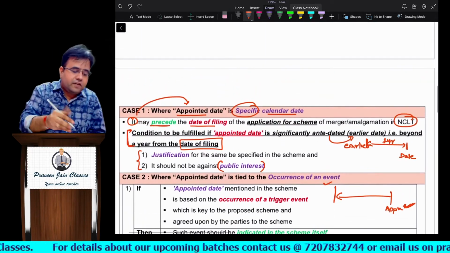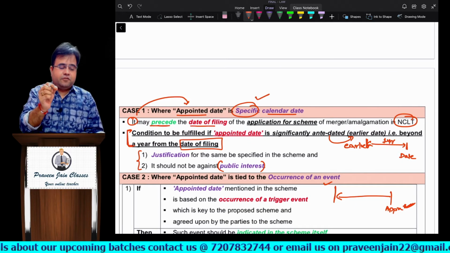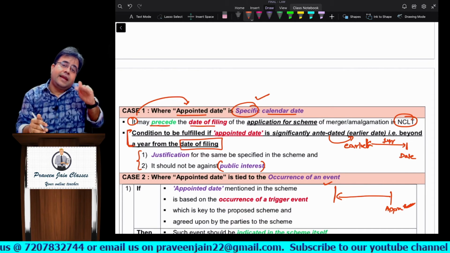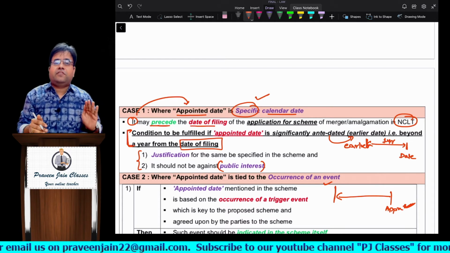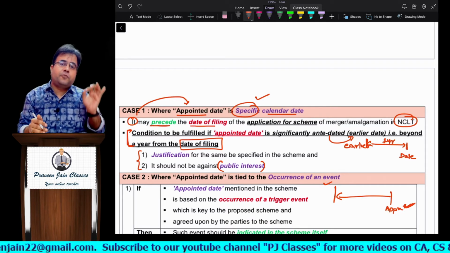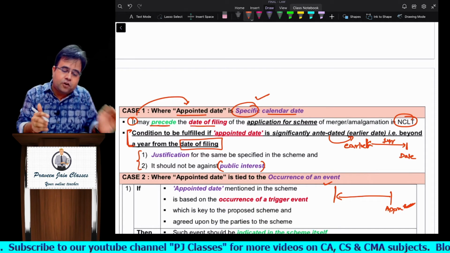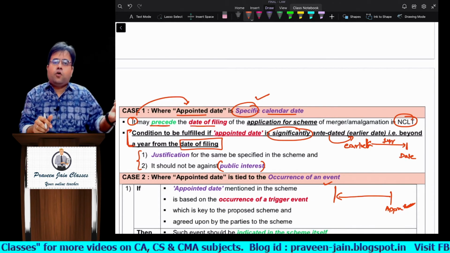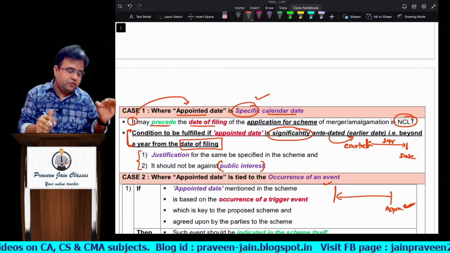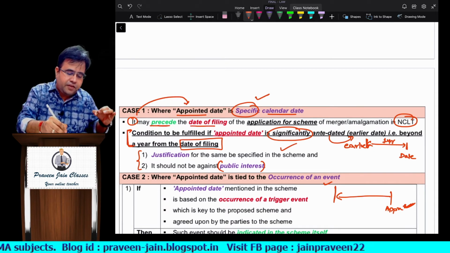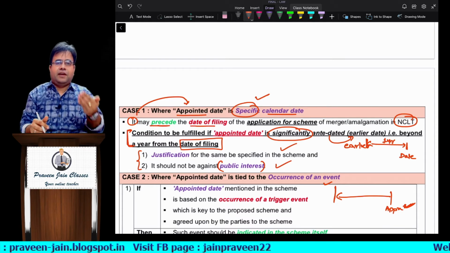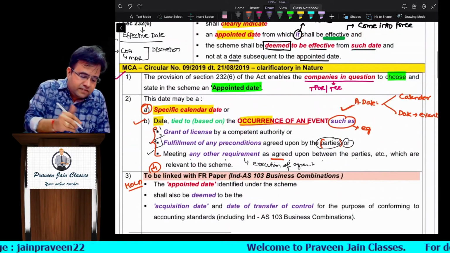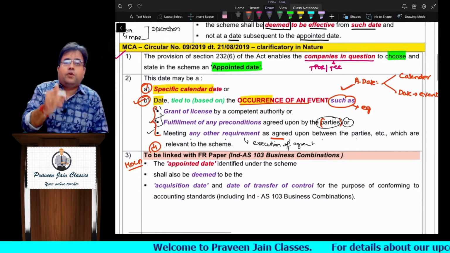So case one was what, sir? If your appointed date is a specific calendar date, it can be any particular date. It can be a date prior to the date of filing an application also. A backdated effective date or appointed date is also possible. But if it is significantly antedated, meaning beyond 1 year from the date of filing, in such a situation justification in the scheme should be given, and that should not be against the public interest. In other words, it should be in the public interest. Clear? Next. Now let us see more clarification with respect to event dates.